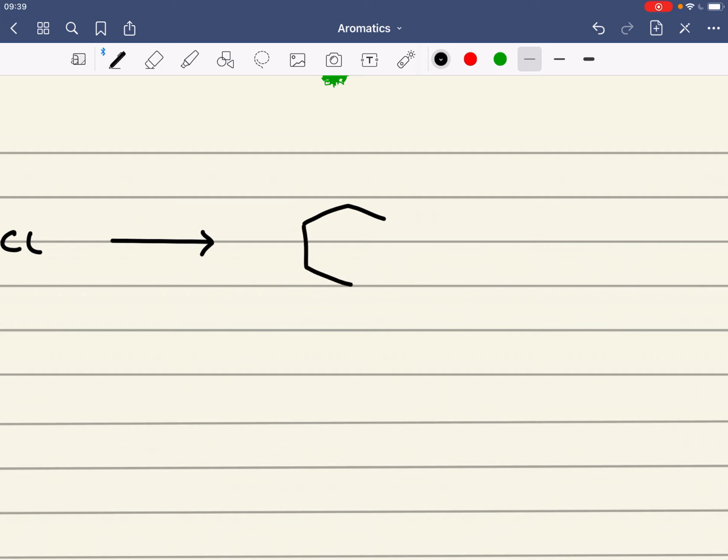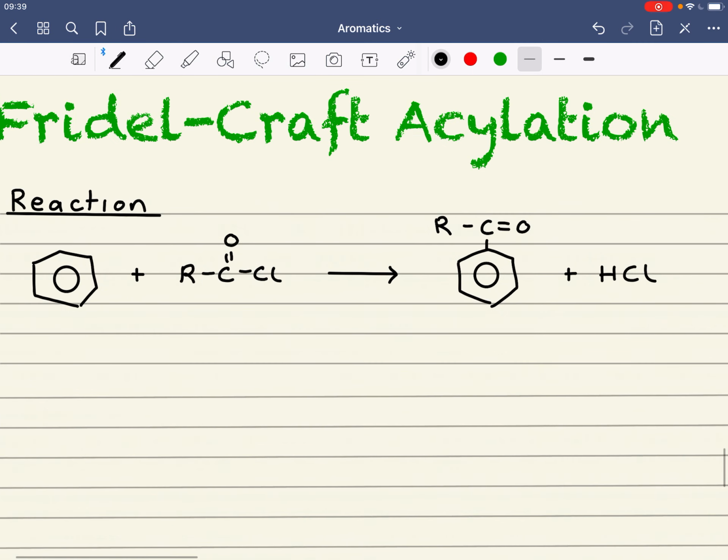So my product of this reaction would be this plus HCl. So we can see there that my RCO group here replaces the hydrogen, and the hydrogen in the benzene ring then goes off with the chlorine to form HCl. So you can see here, this is my electrophile. I'm adding an RCO+ group to the benzene ring.